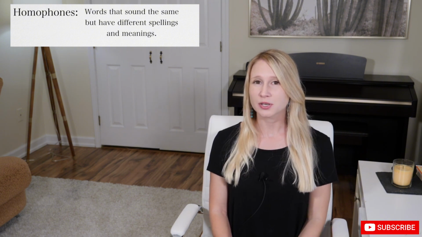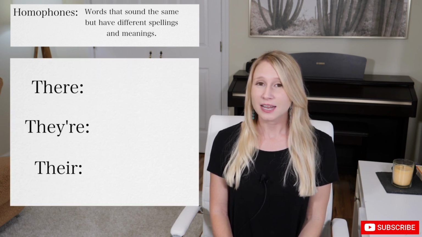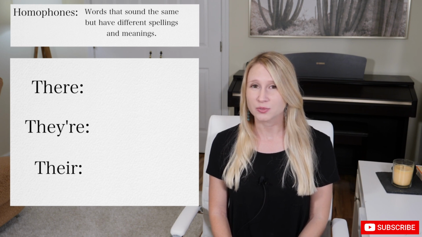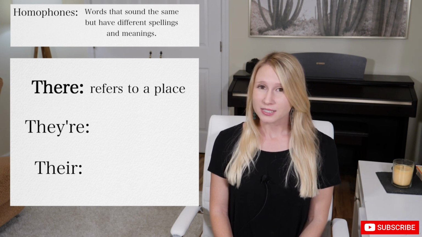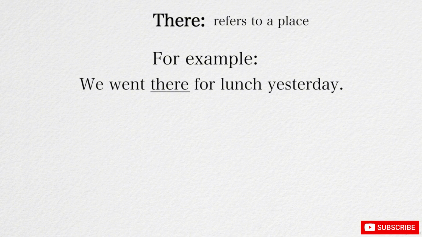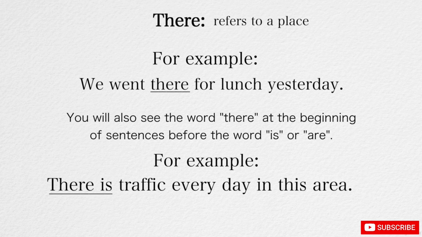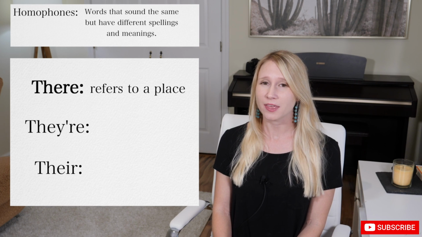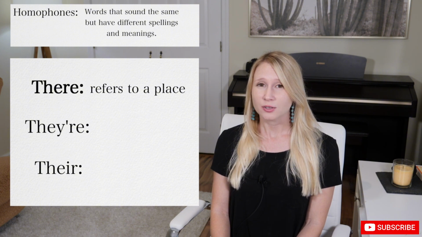The first homophones I want to go over are the words there and their. I've seen native English speakers as well as non-native English speakers use these words incorrectly. The word there refers to a place. For example, we went there for lunch yesterday. You will also see it at the beginning of sentences before the word is or are. For example, there is traffic every day in this area. If you need a little trick to help you remember that there refers to a place, look at the word there. In this word, you'll find the word here, which also refers to a place.